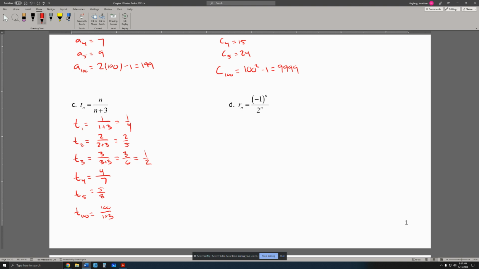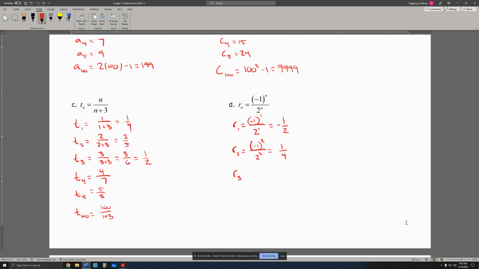Last one on this page, here we have r sub n is equal to the quantity -1 to the power n over 2 to the power n. So r1 would be equal to -1 to the power 1 over 2 to the 1. Well, -1 to the power 1 is -1, and then 2 to the power of 1 is just 2. So we have -1/2. Plugging in 2, we get -1 squared over 2 squared. Well, this is equal to positive 1/4.